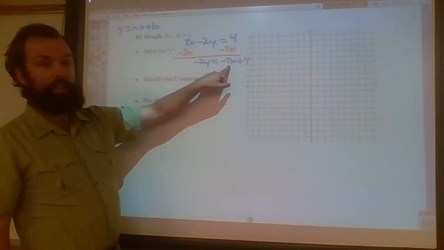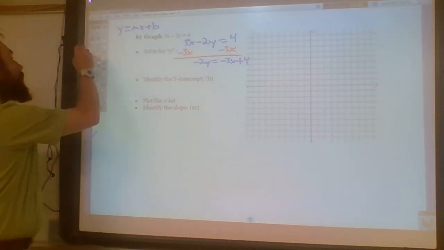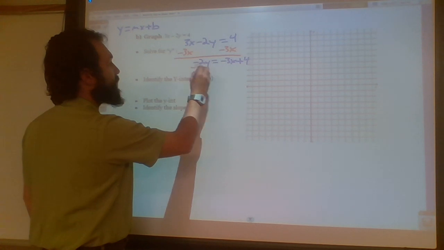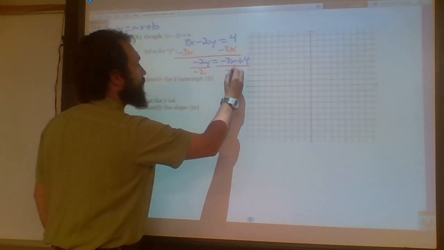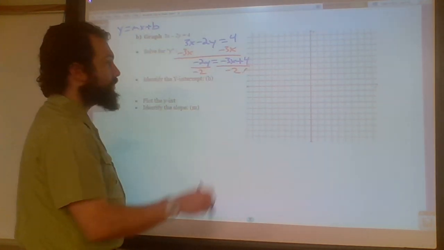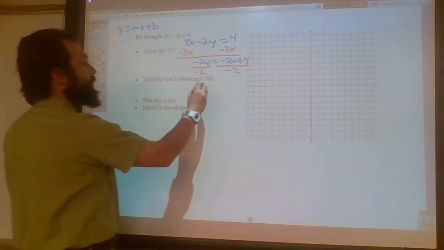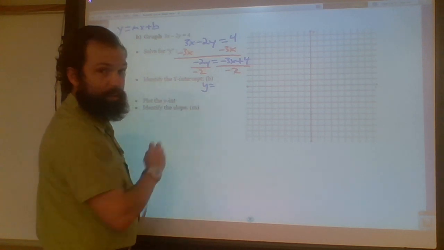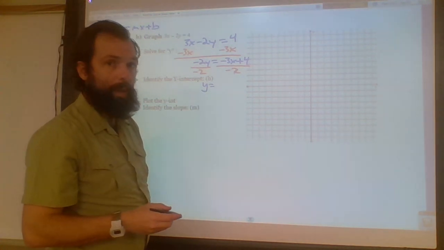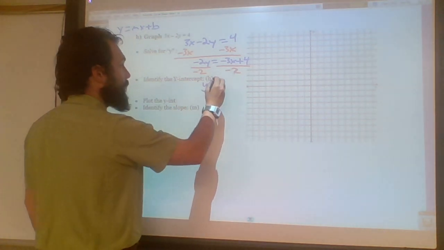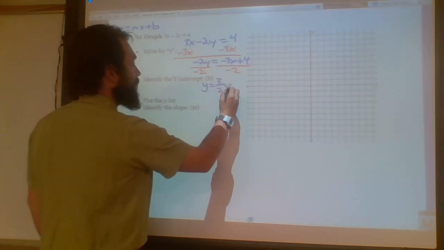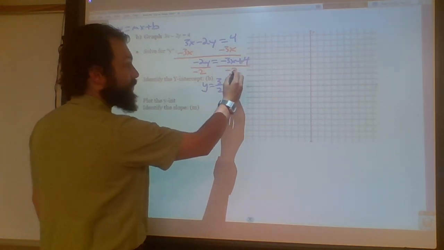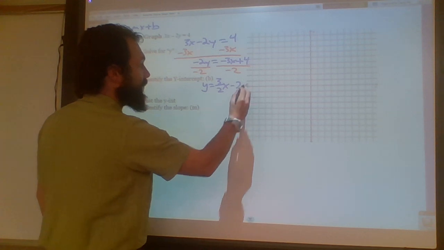Negative 2y equals negative 3x plus 4. One more step to get y by itself. We're going to divide by a negative 2. Divide everything on the right side by negative 2. We end up with y equals negative 3 divided by a negative 2. I'm going to leave it as a fraction, but a negative divided by a negative is a positive. Positive 4 divided by a negative 2 is a negative 2.